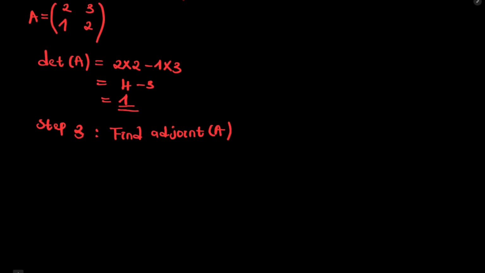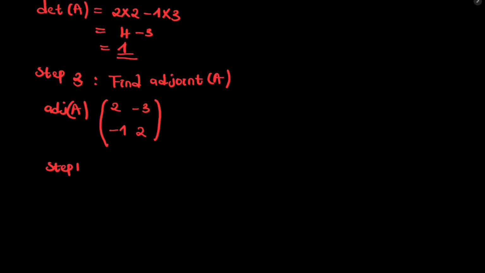Since it is a 2 by 2 matrix, we don't need to stress ourselves. We just go straight to the point to find the adjoint of A. We switch the positions of the numbers at the diagonal. Since they are both 2, we just leave it like that, and we change the sign of the numbers which are not at the diagonal. So this is minus 3 and minus 1. This is the adjoint.